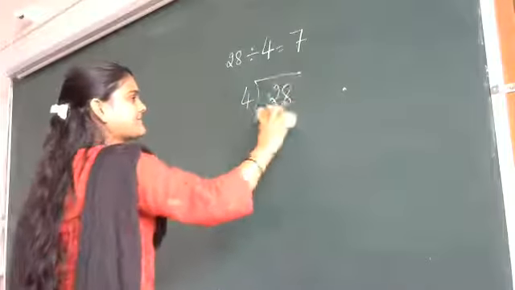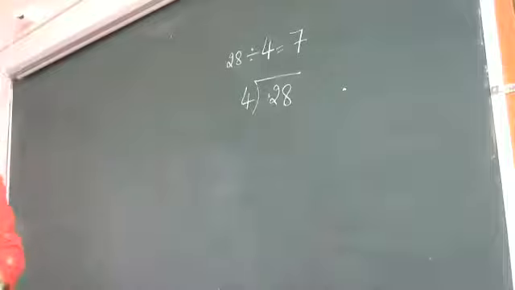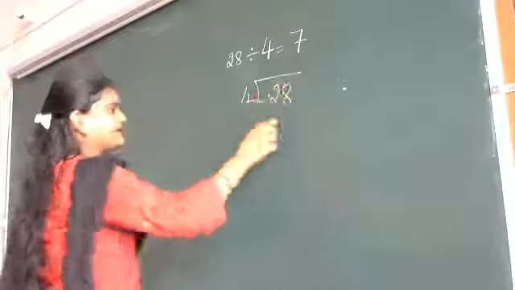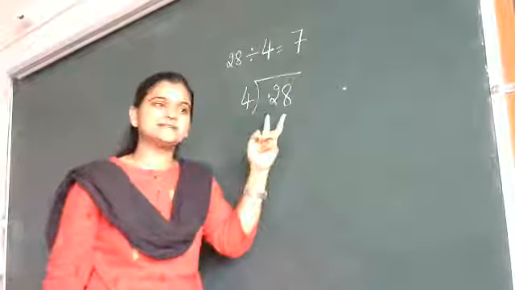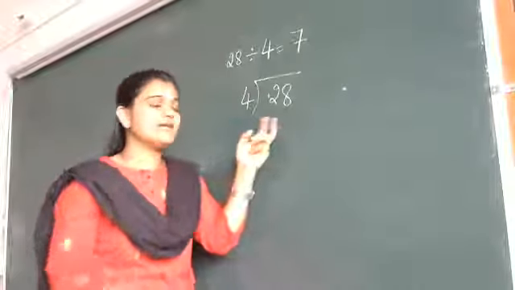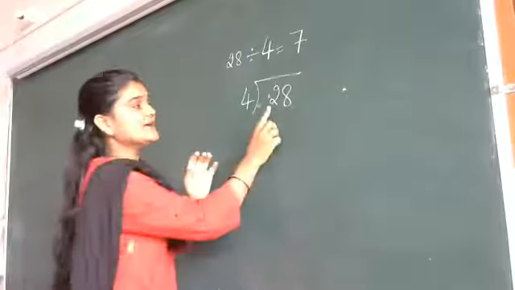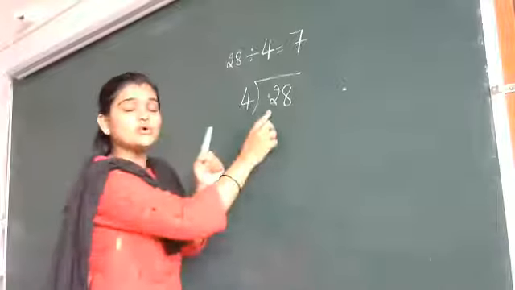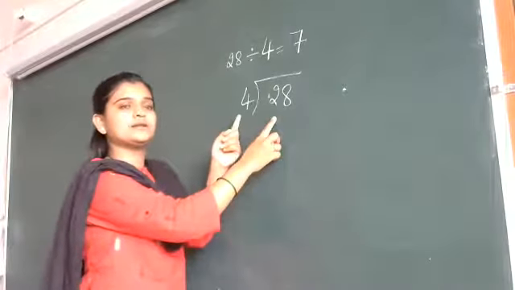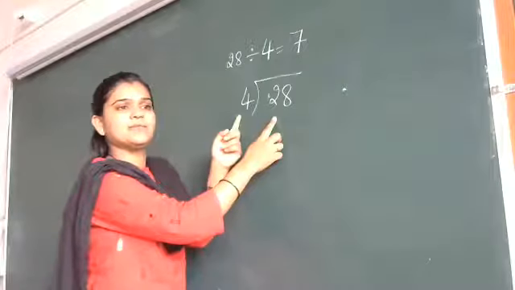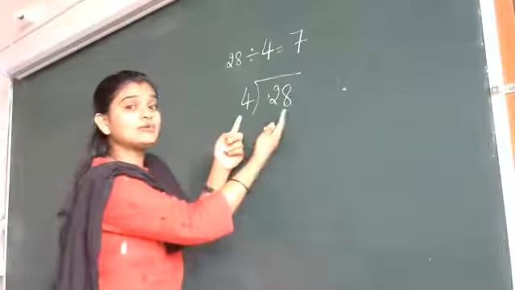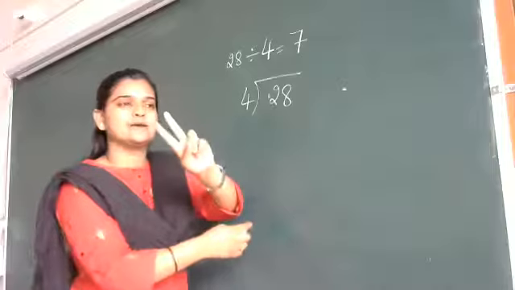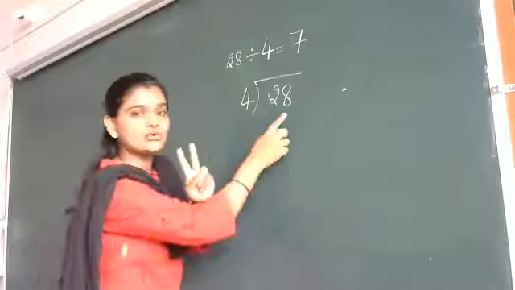The first thing you will have to remember is, since there are two digits in the dividend, we look at the first digit. It is 2. Can you divide 2 by 4? Is it possible? No. So you will have to include 2 digits.